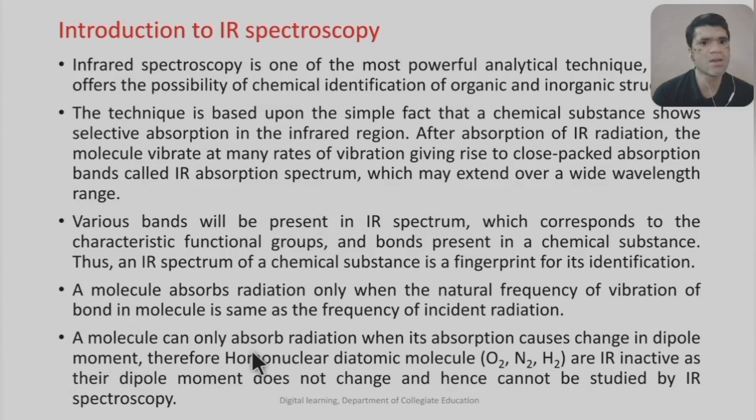A molecule can only absorb radiation when its absorption changes the dipole moment. This is one important condition for a molecule to exhibit IR spectroscopy. That means the molecule must undergo a change in dipole moment during absorption of radiation. So homonuclear diatomic molecules are IR inactive because there is no change in dipole moment in these molecules. The dipole moments of oxygen, nitrogen and hydrogen are 0, and hence they are IR inactive.